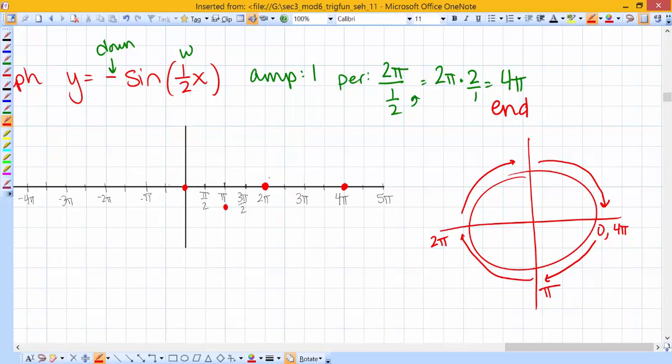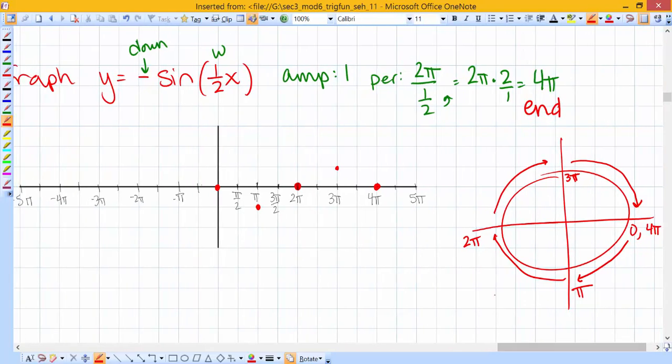Now I'm going to go halfway through 2 pi and 4 pi, which is 3 pi. And I'm going to go up here, because here's 3 pi, and that's at the top of the circle. Don't forget, we're going backwards, not what we're used to. We're going in the negative direction. So here's one cycle of negative sine of 1/2 x. You can see it's very slow. It's not happening very fast.